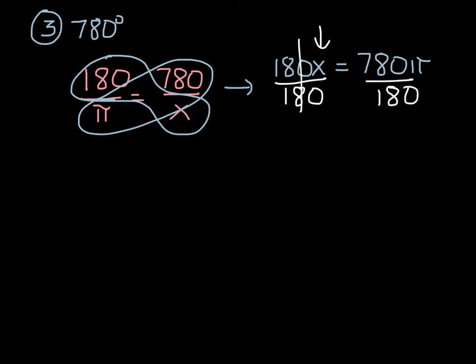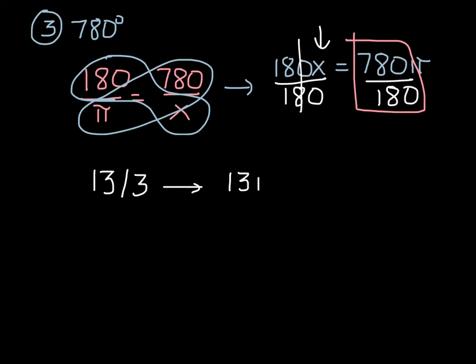And when I do this division, I want to make sure that I'm converting back into a fraction. So for my calculator, when I do 780 over 180 and reduce it, I get 13 over 3 as a fraction. So that means my final answer would be 13 pi over 3.